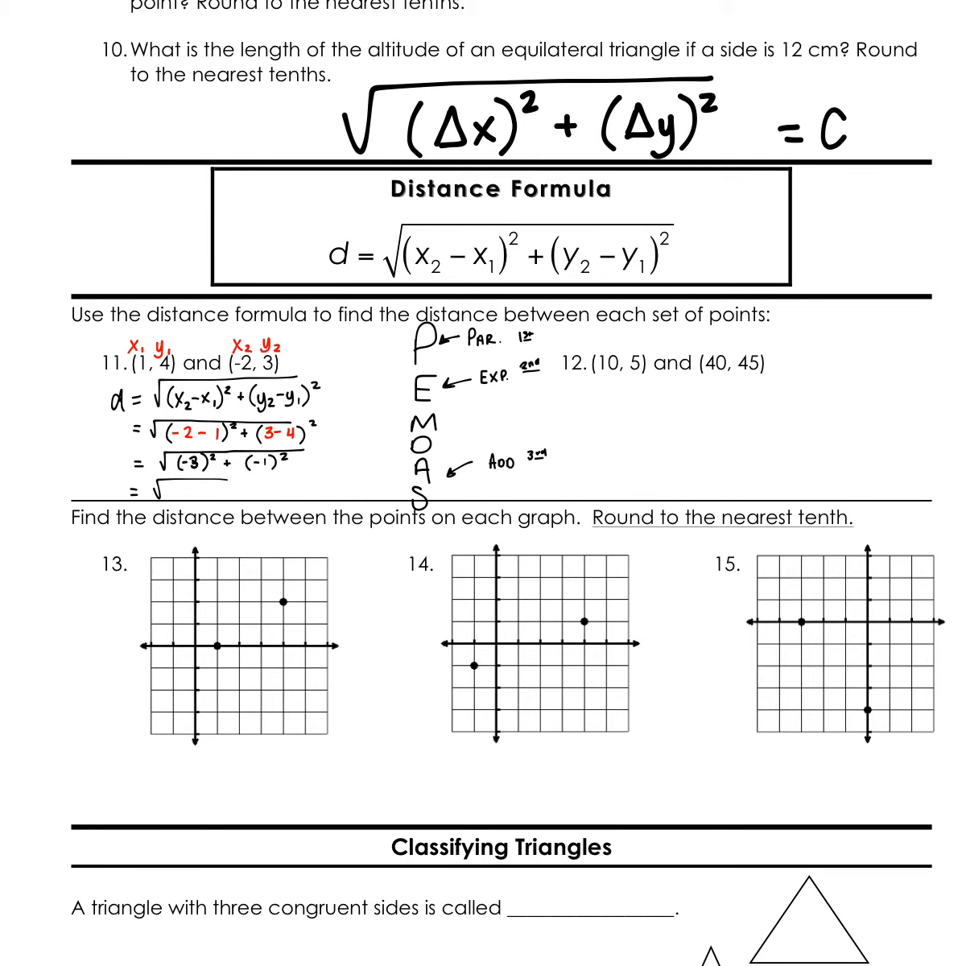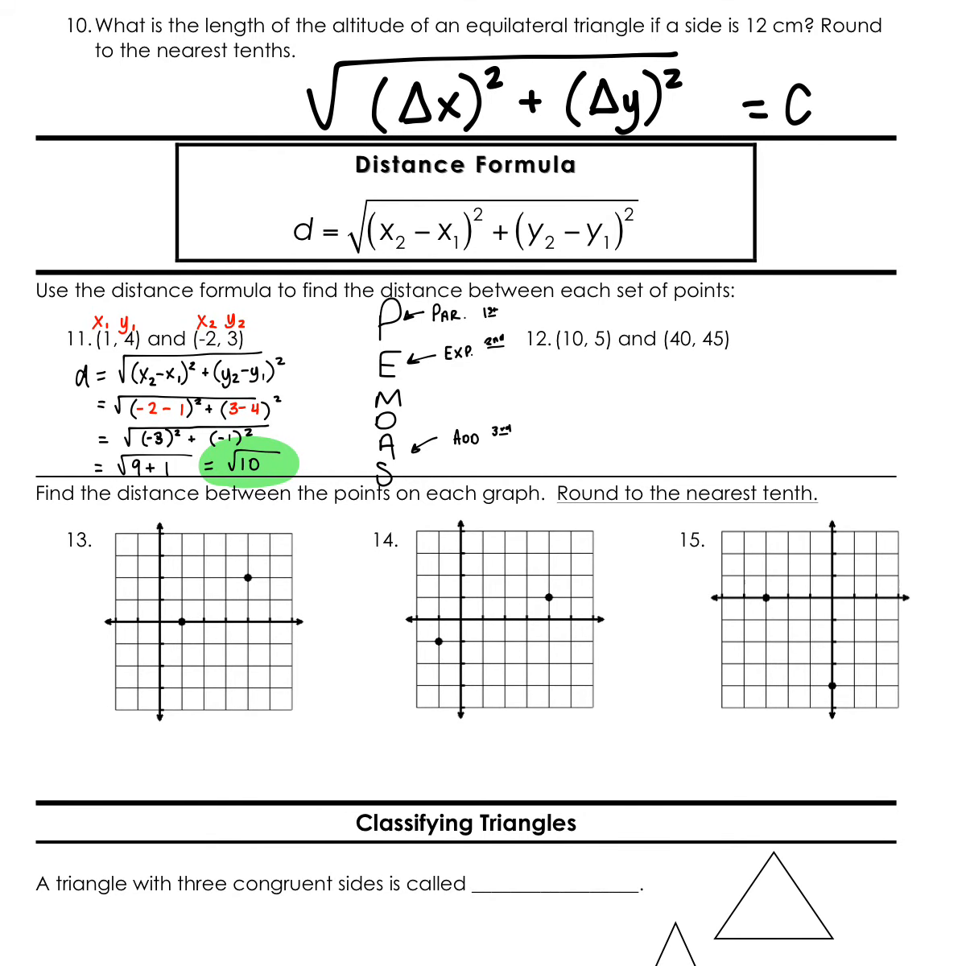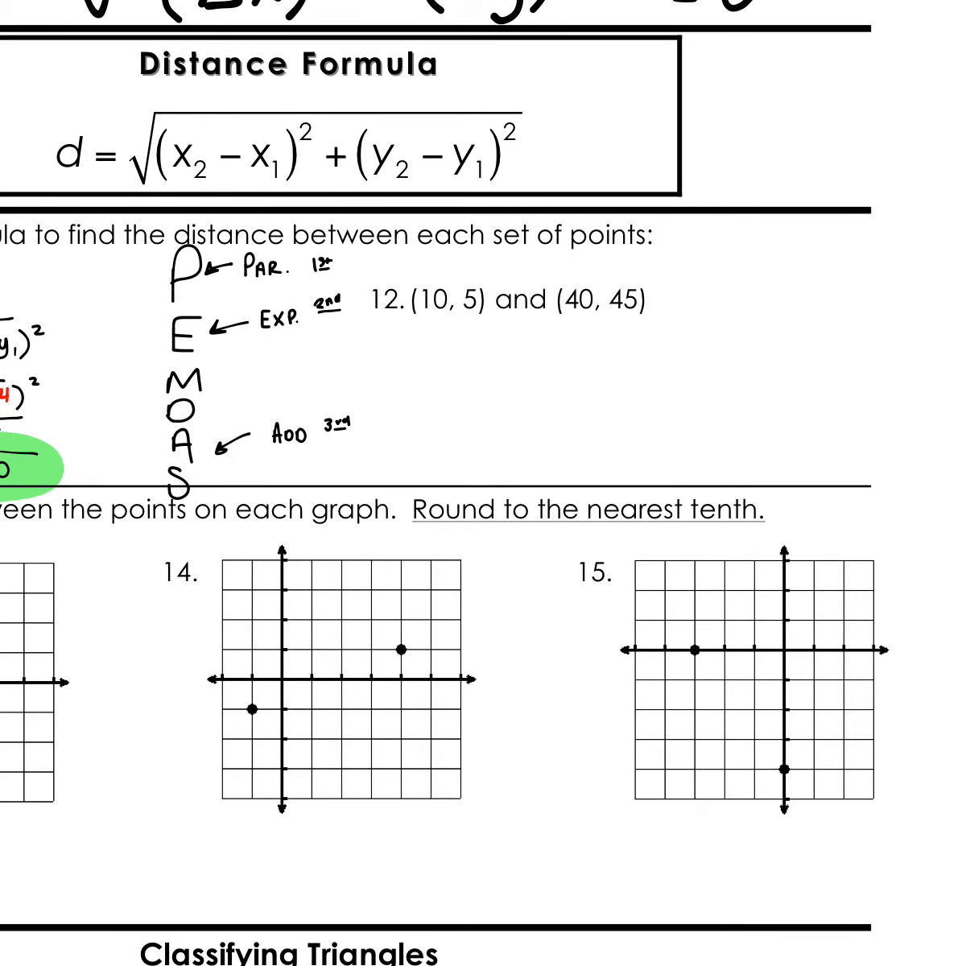So we get negative 3 squared is 9. Negative 1 squared is 1. And that answer is the square root of 10. All right, let's look at it on the right now. Just because I want to have fun, let's go x2, y2, x1, y1. Because I want to show you guys that it's not going to affect the outcome.